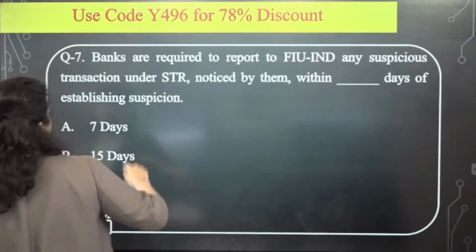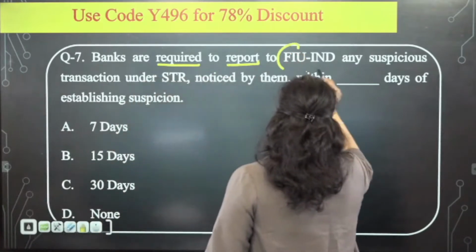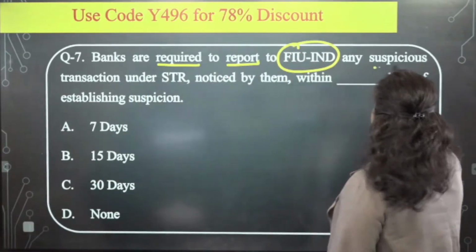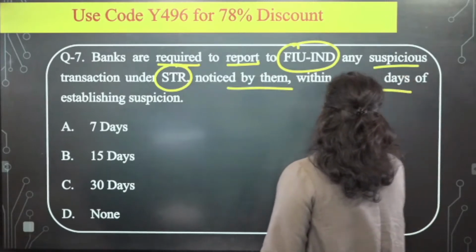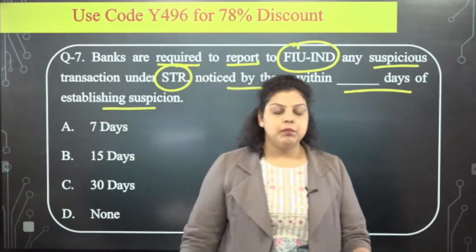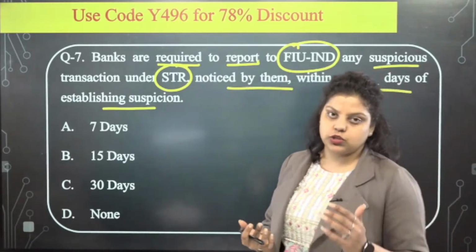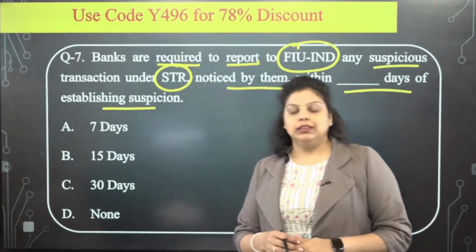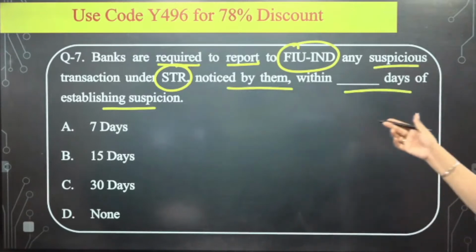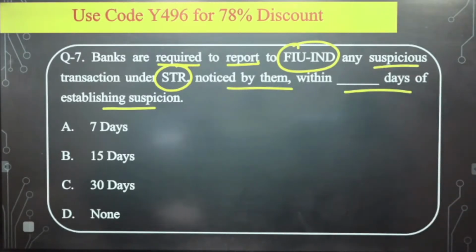Now the seventh question is talking about banks being required to report to FIU-IND, Financial Intelligence Unit, India, any suspicious transaction under the suspicious transaction report noticed by them within how many days of establishing suspicion. Like the bank has found a certain suspicious transaction. So in how many days does the bank have to report that transaction to the FIU-IND as suspicious? Options are 7 days, 15 days, 30 days, none of the above. A, B, C or D?